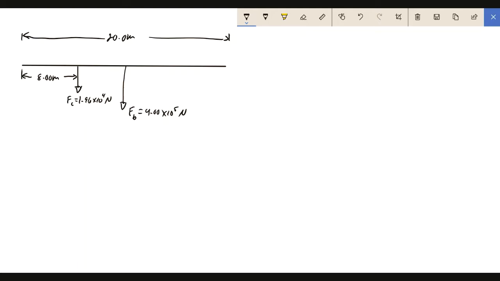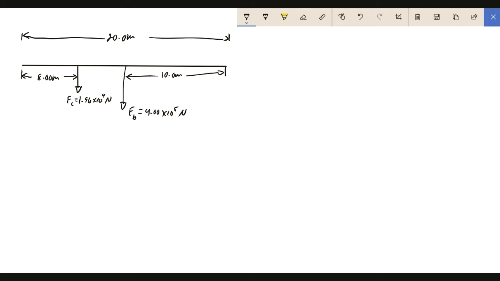Since this is a uniform bridge, the center of mass of the bridge, FB, would have to be right in the middle. So that means if the bridge is 20 meters long, then this would be 10 meters from one of the ends. It also said that we had 2 supports, and the supports were 3 meters from each end.